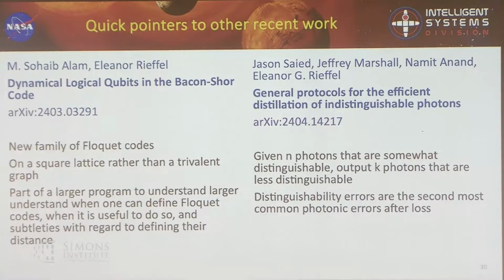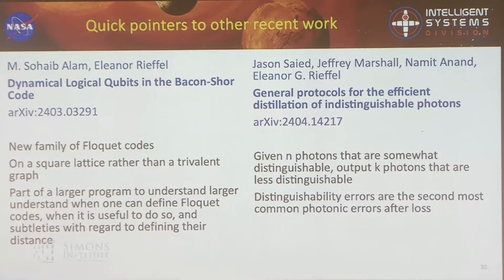And then I'll just mention that we have some general protocols for efficient distillation of indistinguishable photons. So in photonic quantum information processing, the biggest error is loss. But the second biggest error is distinguishability errors of various sorts, from synchronization errors to frequency or polarization or what have you.